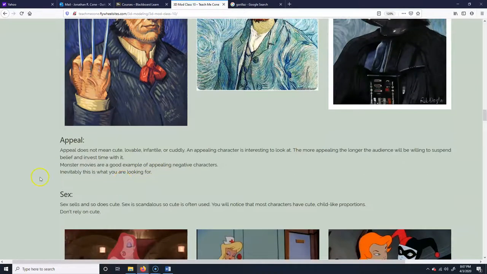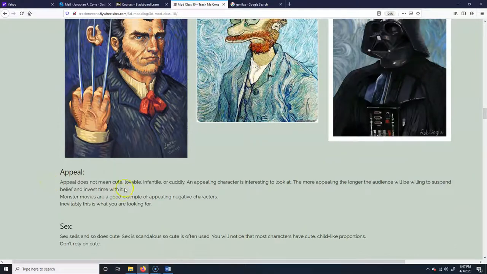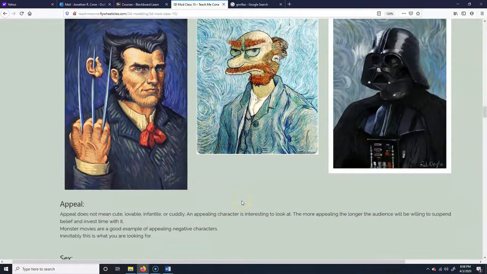Appeal. So appeal basically doesn't mean cute, lovable, infantile, cuddly. What it means is that it's interesting to look at. You don't even actually have to like what you're looking at. It actually just means you want to look at it. And that's very important because you're trying to draw people in, right? To a large extent, a lot of times that's what you need to do.